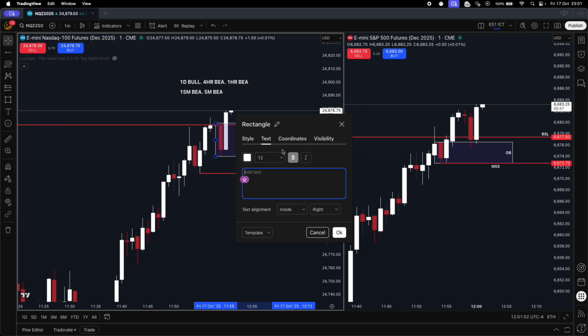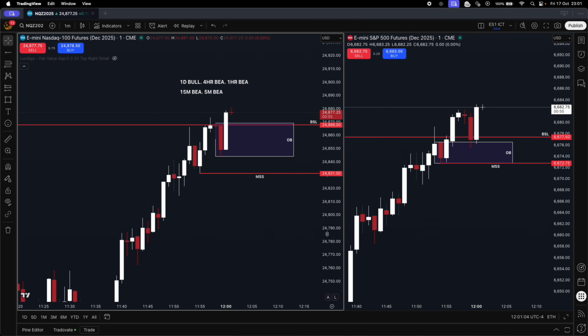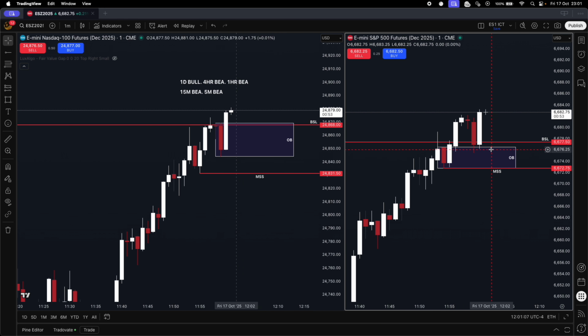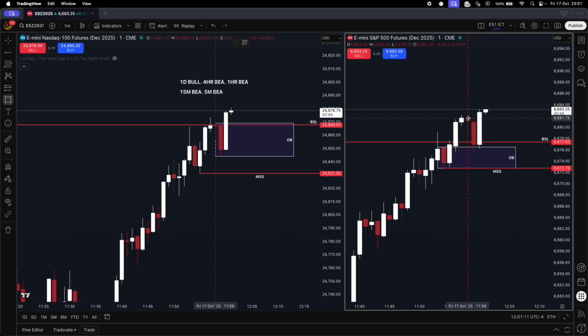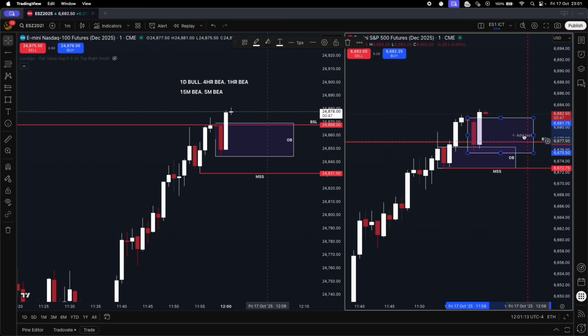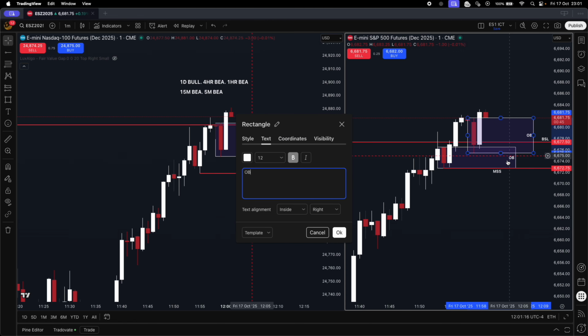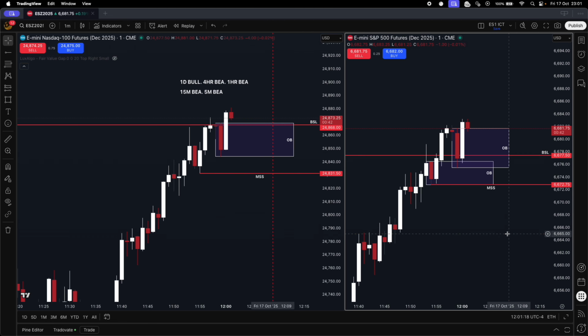There you go, bullish order block. So ES trades into the bullish order block, respects it, draws higher, creates another bullish order block. Displacement's now below this low.